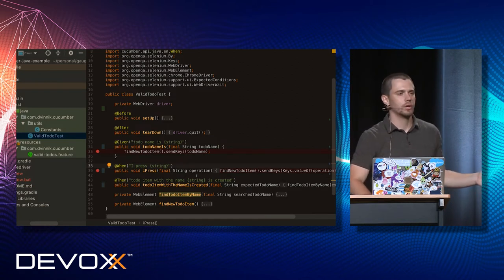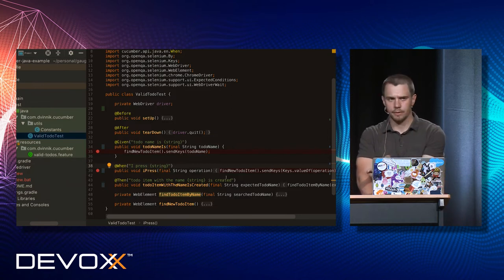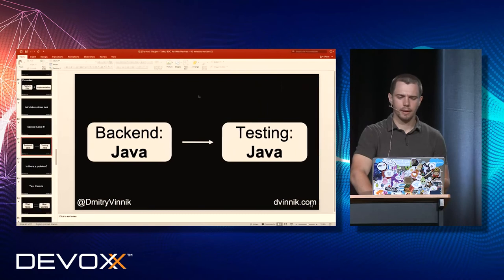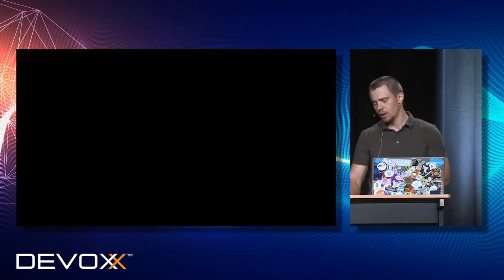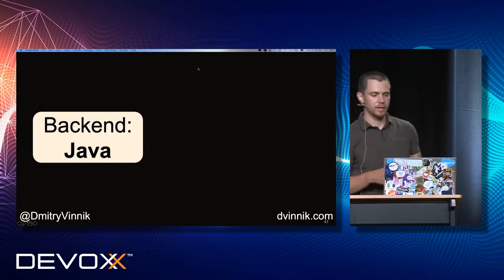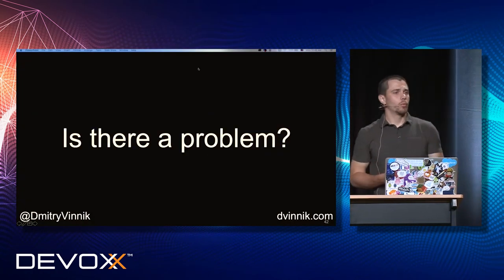And this is not really a talk about how to write Cucumber tests. It's just to show you how the bindings look. That's for Java, but you know, it's all good and all. All right. The important question to ask here is, is there a problem with this approach?